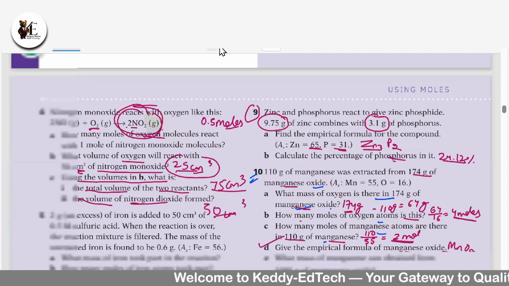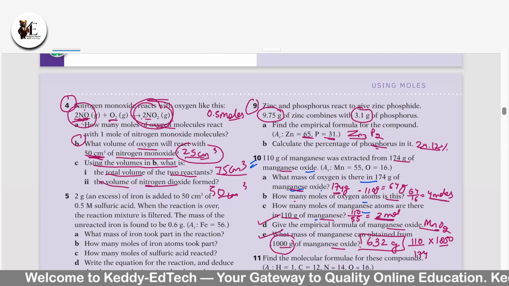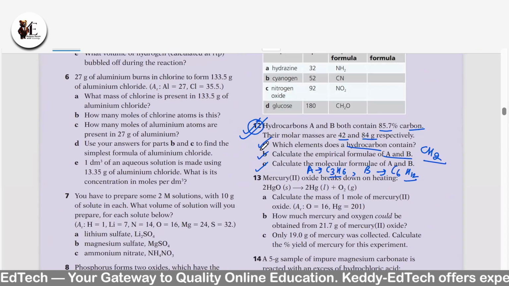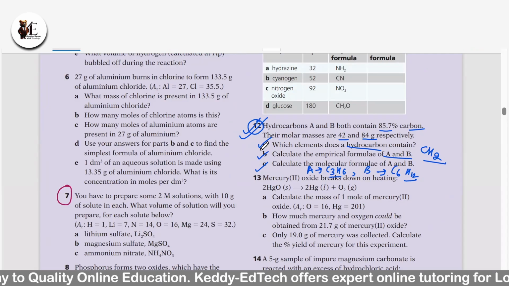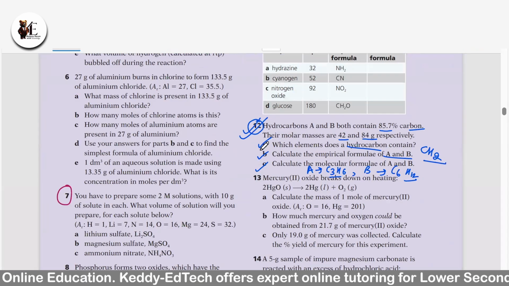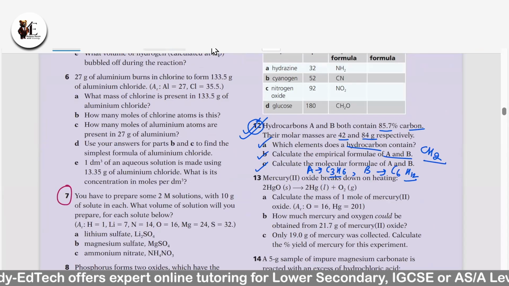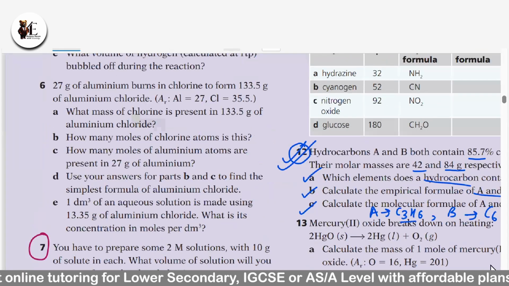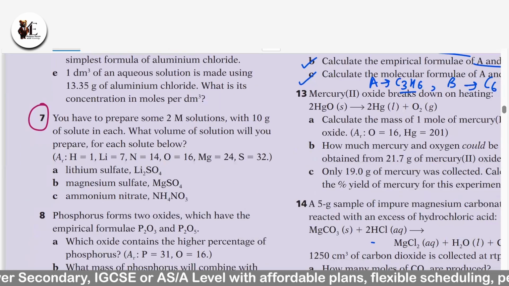Give you another question. Solve question number 7. You have to prepare some 2 molar solutions with 10 gram of solute in each. What volume of solution will you prepare for each solute below? First is your lithium sulfate. Second is your magnesium sulfate, and third is your ammonia.